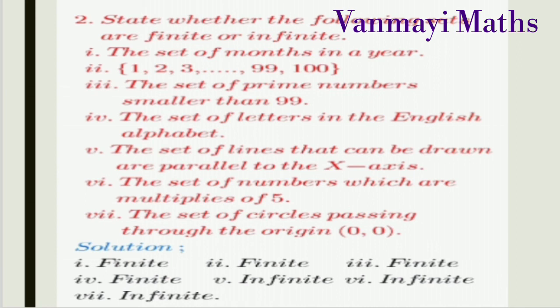The set of lines that can be drawn parallel to the x-axis is infinite, because we can draw infinite lines parallel to the x-axis. Next one, the set of numbers which are multiples of 5 is an infinite set because there are infinitely many multiples of 5. The set of circles passing through the origin (0, 0) is also an infinite set.